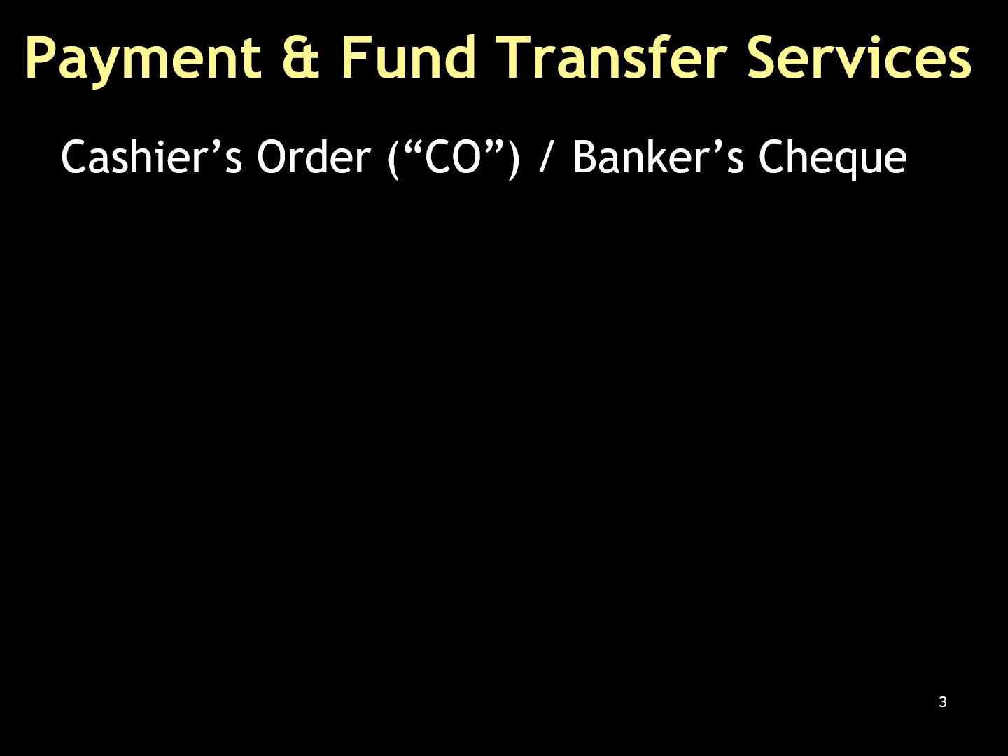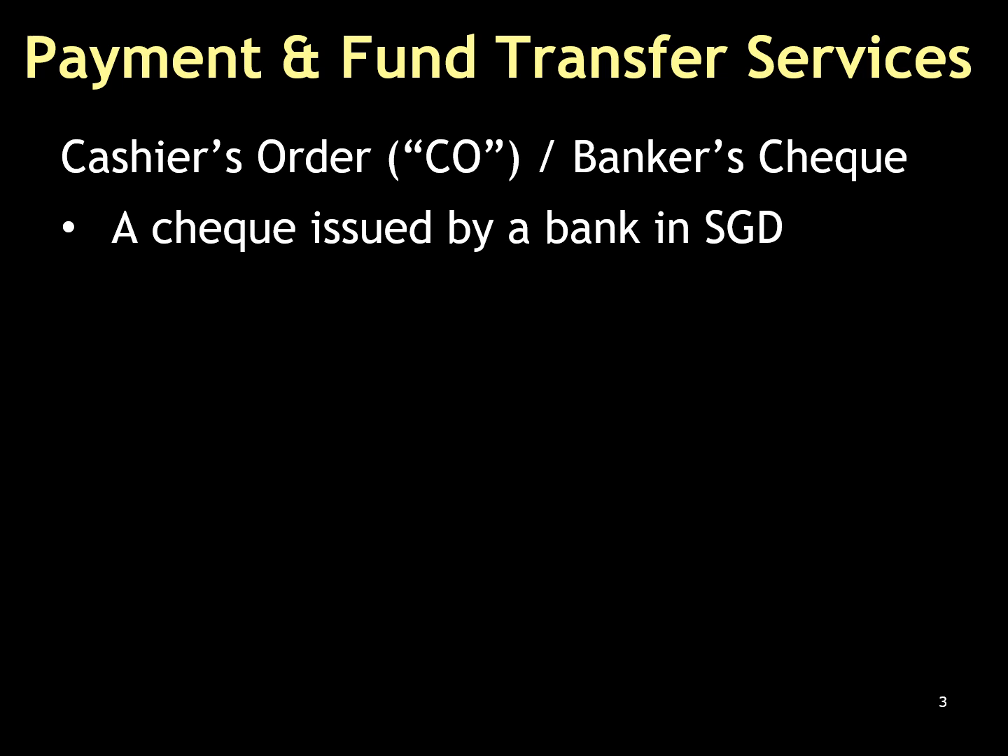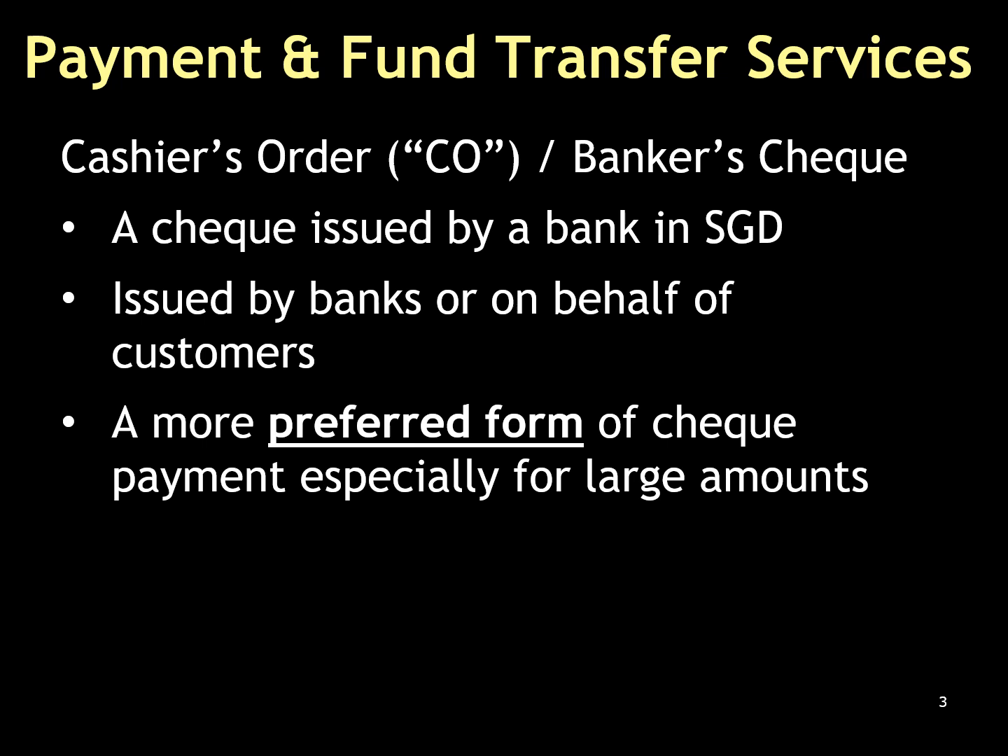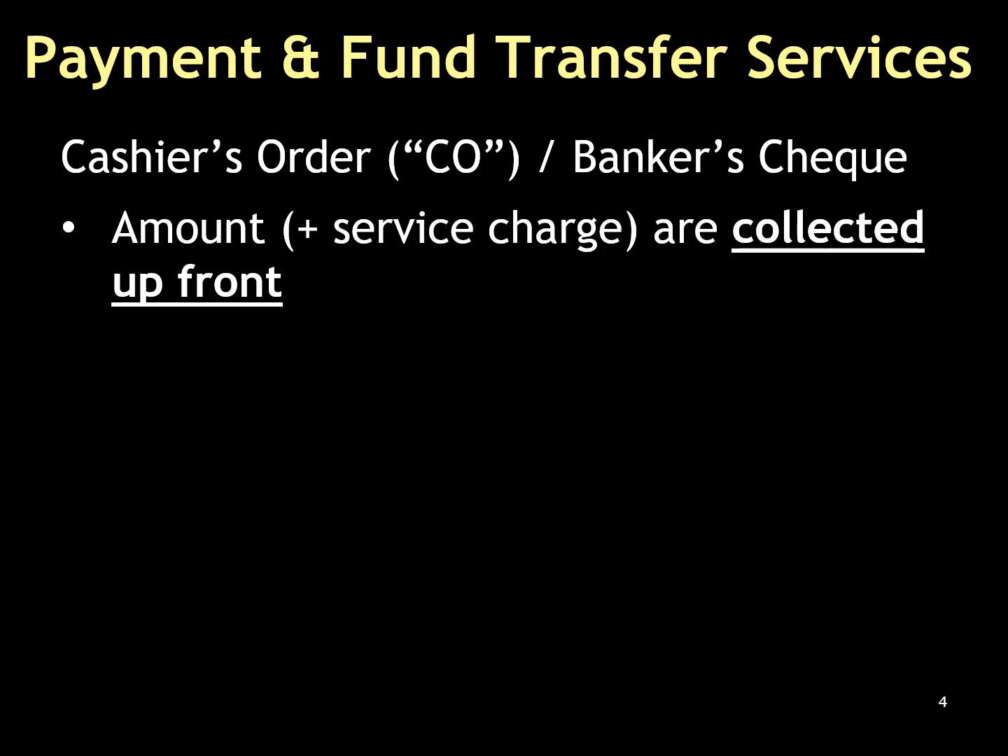Cashier's order or CO, also known as the banker's check. This is basically a check issued by the banks in Singapore dollars, issued by the banks or on behalf of the customer. It's a more preferred form of check payment, especially for very large amounts. Amount and service charge are collected upfront. So basically, as a customer, if I buy a cashier's order, I have to pay the amount plus service charge.